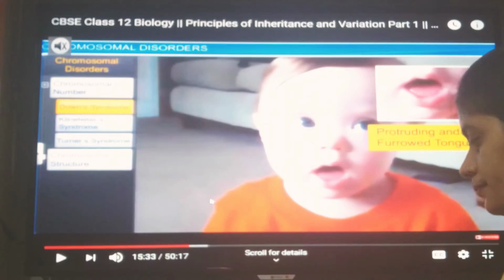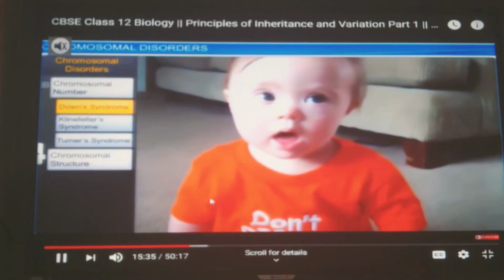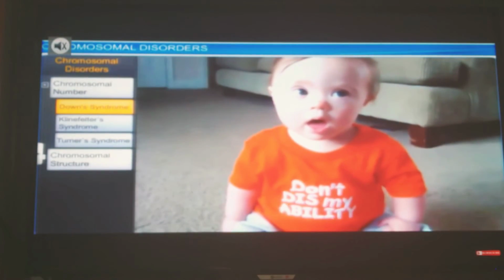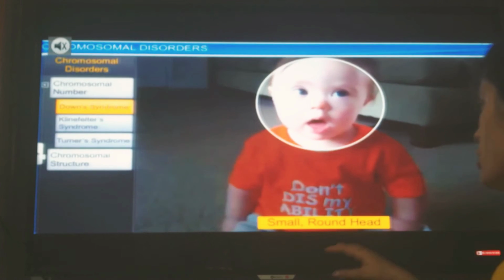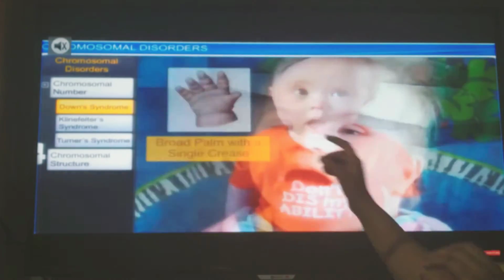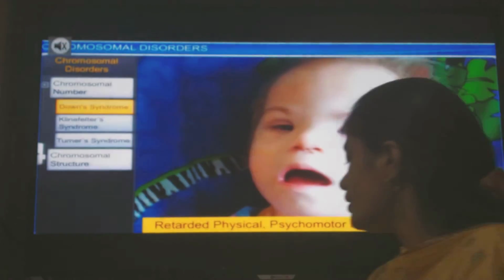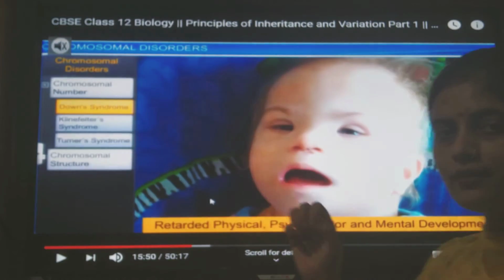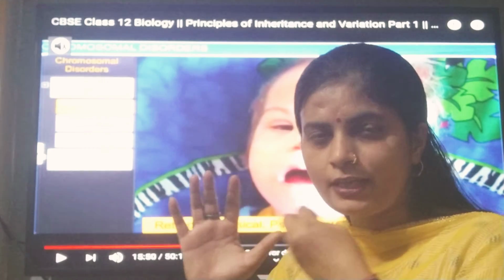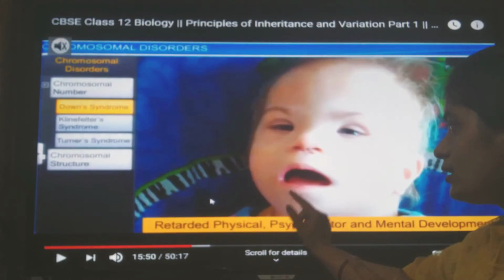See other features here. One more thing is there, short stature and a small round head are found in them. And if you see the palm, it would have a crease. This point, again I am saying, is important. That means you have seen a small palm with a crease. That means many lines are there. That is representing Down syndrome.